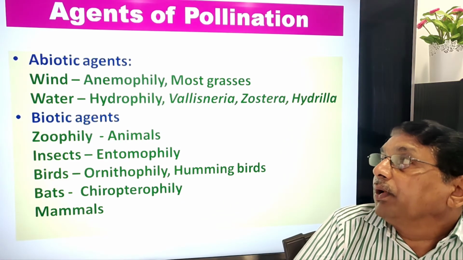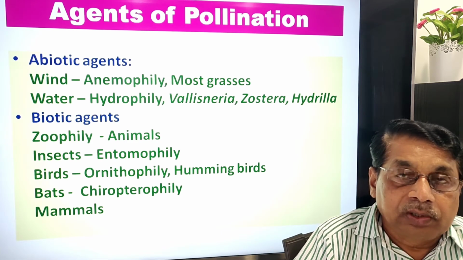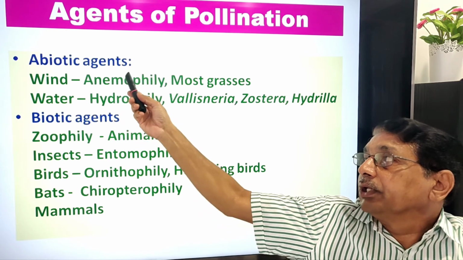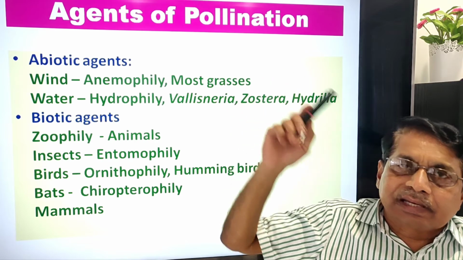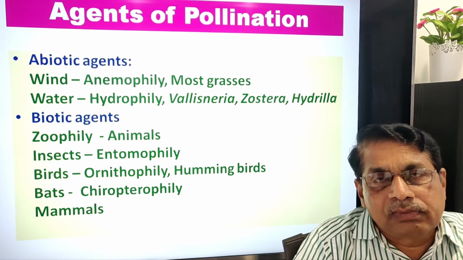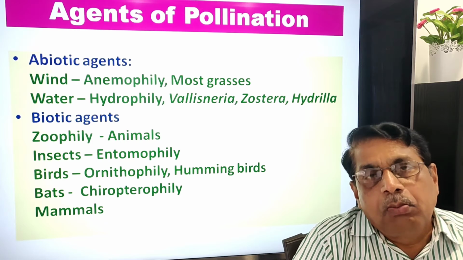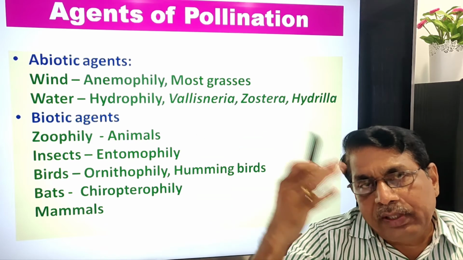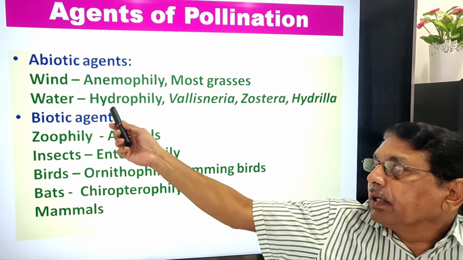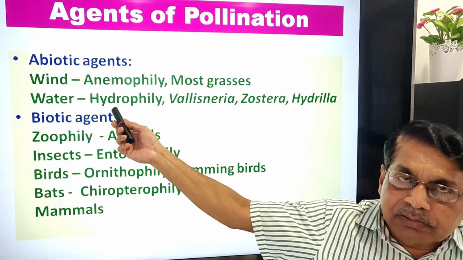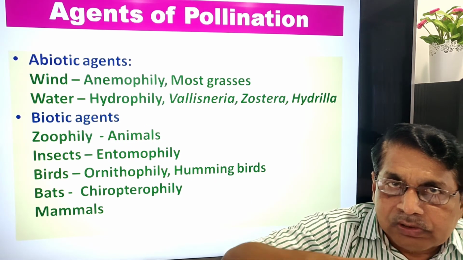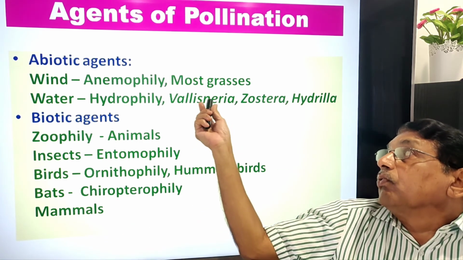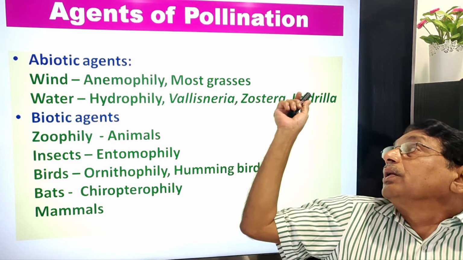So, agents of pollination. Pollination may be brought about by abiotic agents like wind, that is called anemophily, most of the grasses. Anemophilous flowers are non-attractive. Pollen grains are numerous and very light, so that they can be very easily blown away by the wind. Water, hydrophily, pollination by water. The pollen grains float and are passively transported to the female flower. Good examples, Vallisneria, Zostera, Hydrilla.